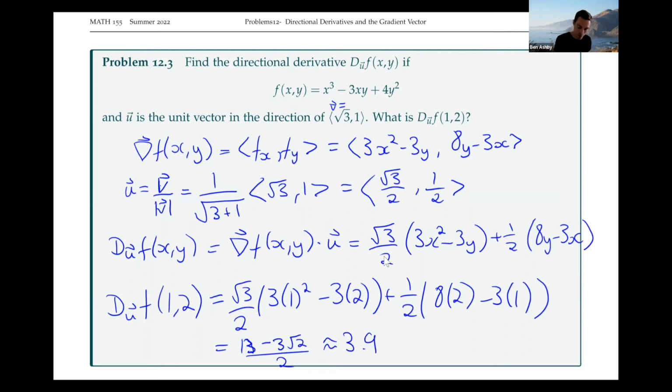So again, what that's saying is that at that point (1, 2), looking in the direction of u, our function is increasing by 3.9. There are no units here again, but what we're saying is the height of our function is increasing by 3.9, whatever those units would be if there were units associated with that.